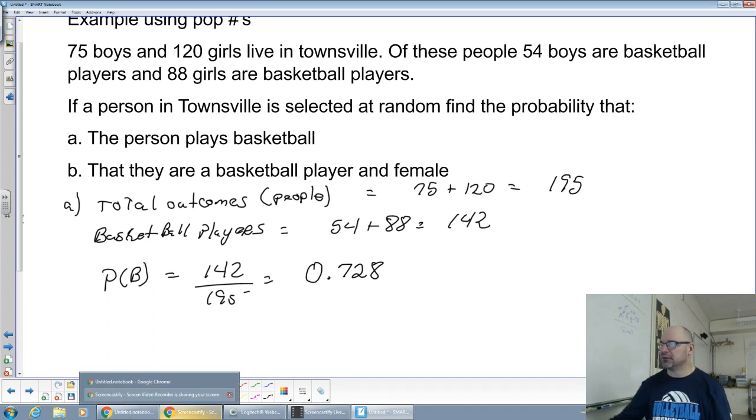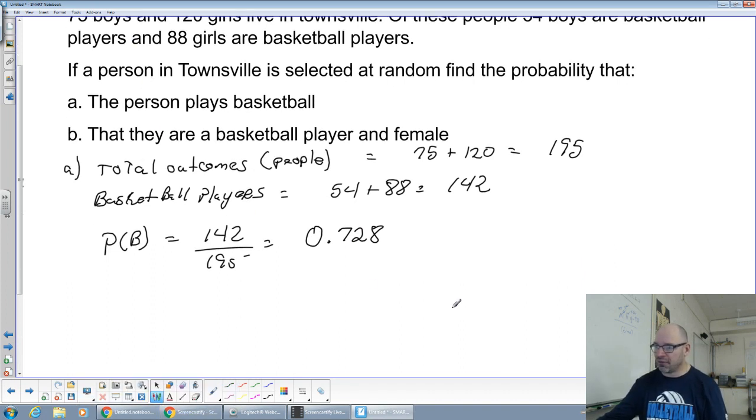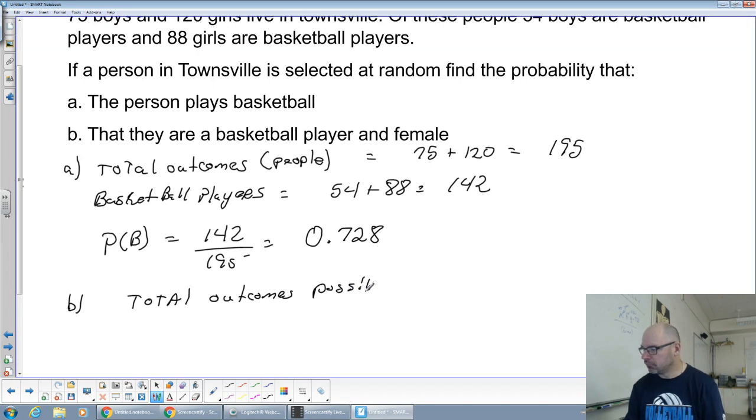Okay, so that's just using numbers. Now, that they are a basketball player and female. So we have to take all the female basketball players out of, given that they are basketball players. So the total possible outcomes is only basketball players.